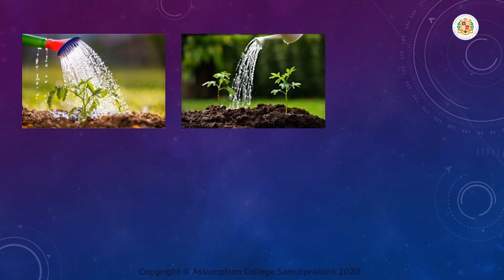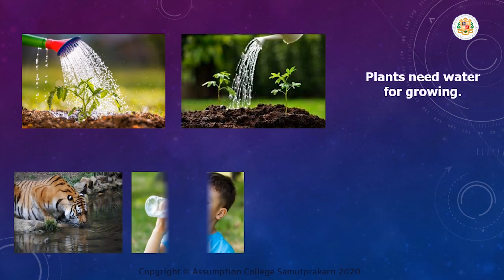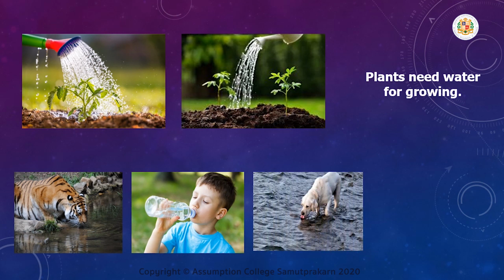Okay, in the picture we'll show you that plants need water for growing. Tiger, a boy is drinking, the dog is drinking. That shows you animals need water for drinking.